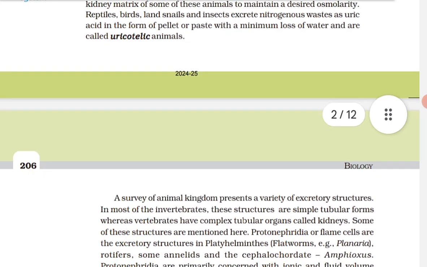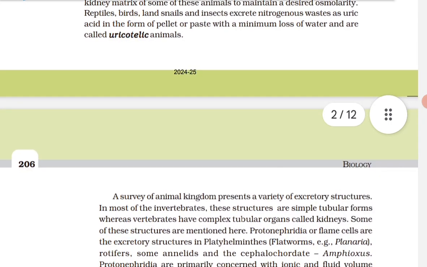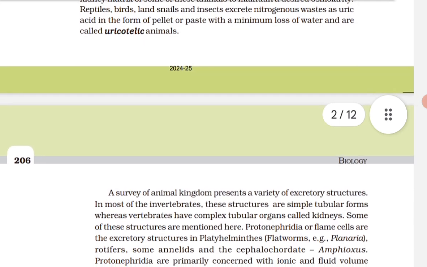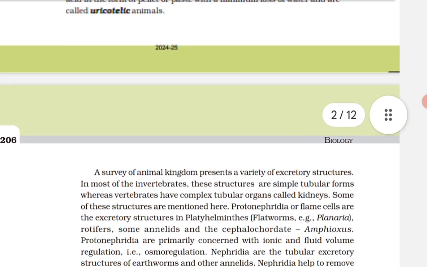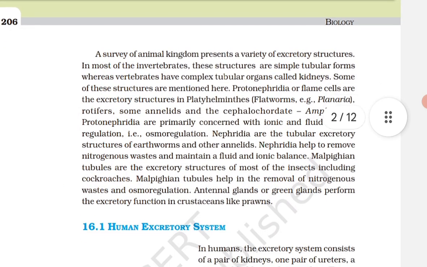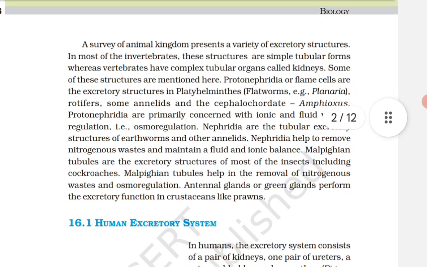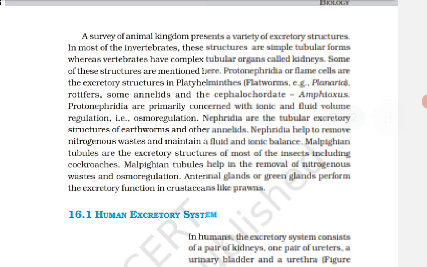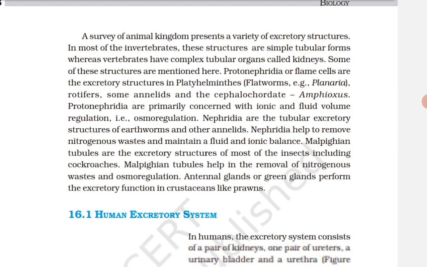A survey of the animal kingdom presents a variety of excretory structures. In most of the invertebrates, these structures are simple tubular forms, whereas vertebrates have complex tubular organs called kidneys. Some of these structures are mentioned here.